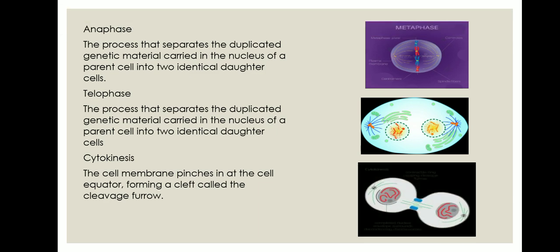Cytokinesis. The cell membrane pinches in at the cell equator, forming a cleft called the cleavage furrow. The cell membrane pinches the two separate sets of chromosomes into identical daughter cells, with the same number of chromosomes as the parent, so 46 or 23 pairs in humans. Cells divide by mitosis to form two new identical cells.